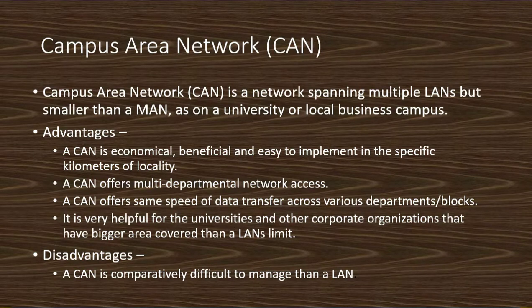The third type of network is the campus area network, or CAN. When we create multiple LANs together, they are not just like MANs. Campus area network means within a bigger boundary. The purpose of the LAN was to connect the devices of a particular premise, but the premise may be part of a bigger campus.